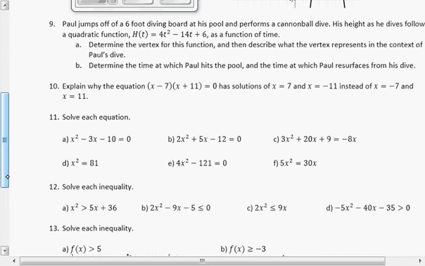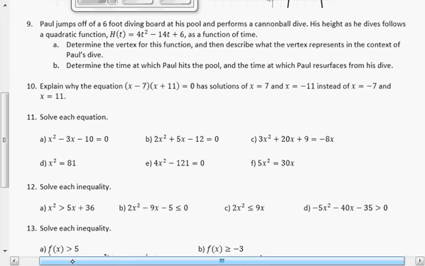At number 9, Paul jumps off a 6-foot diving board at his pool and performs a cannonball dive. His height as he dives follows a quadratic function, h of t, as a function of time. Determine the vertex for this function and then describe what the vertex represents in context of Paul's dive. So you're going to need to put it in vertex form, or at least find h and k.